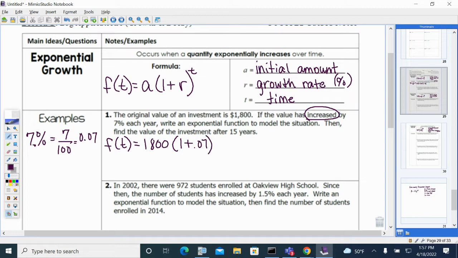So let me go back and read this. It says, then find the value of the investment after 15 years. We first wanted to write the equation, so I'm going to leave the t. Write an exponential function: there's the exponential function that models the situation. And then to find the value of the investment after 15 years, we're going to substitute the 15 in. This will be 1.07 to the 15th power. And then all we have to do is put that in the calculator.